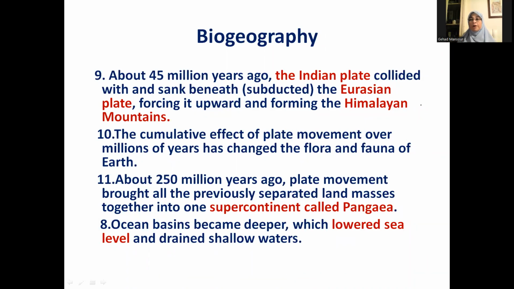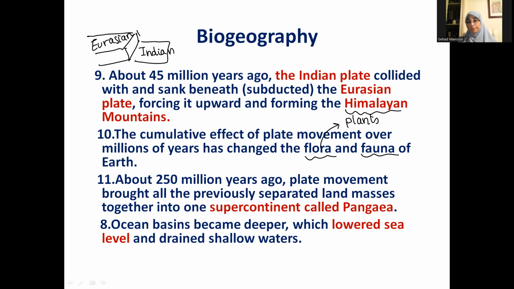And what I've just said about the formation of mountains can be used as an explanation for how the Himalayan mountains have been formed, because the Indian plate collided with the Eurasian plate. So if this is the Indian plate, it is the Indian plate that collided, and it is at a lower level than the Eurasian plate, and the Himalayan mountains have been formed at this place. Okay? So this cumulative effect of plate movement over millions of years on Earth has changed the flora and fauna of Earth. By flora, we mean the plants. And by fauna, we mean the animals.